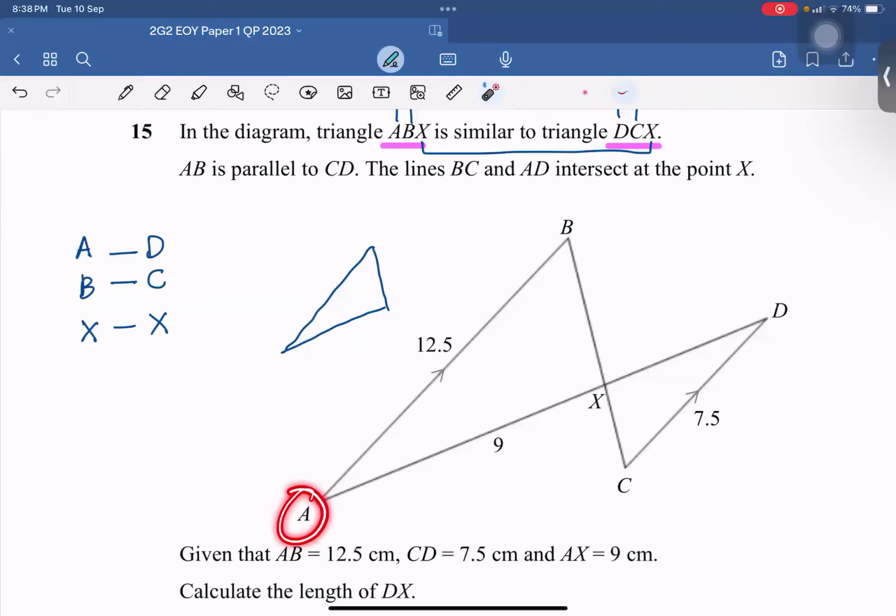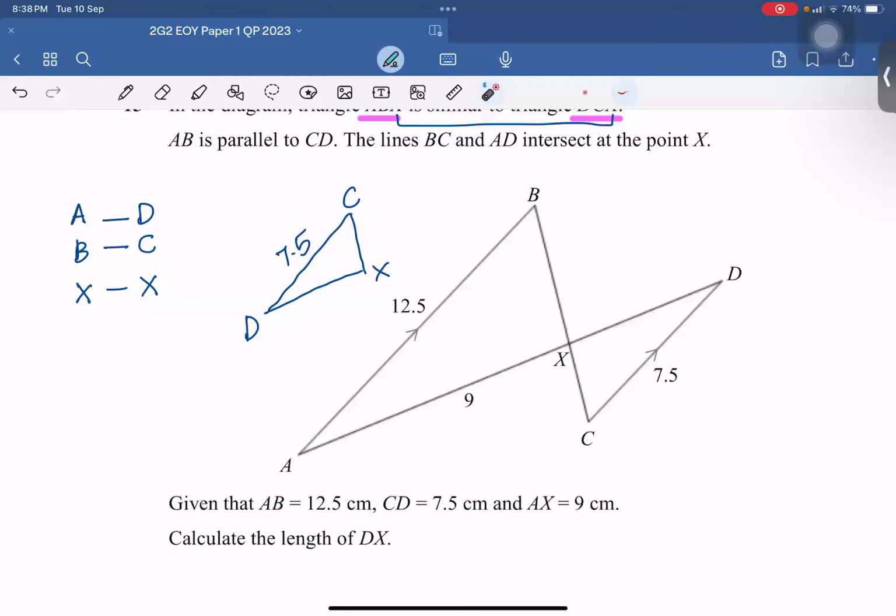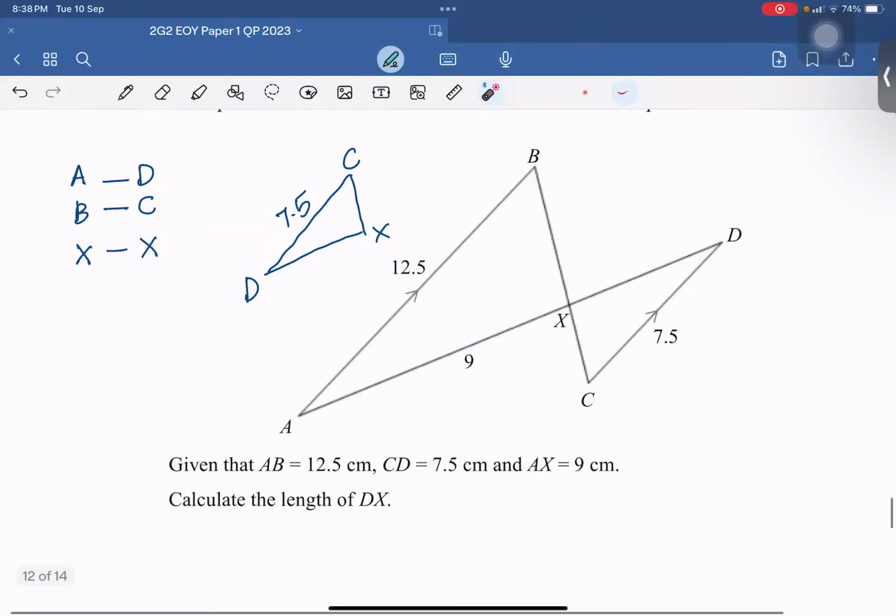So this is ABX, and I will have DCX. I label DCX. I flip the triangle. So DC over here is the number 7.5. Then, what other things do I know? I don't know any more measurement, only got this one. Now they tell me they intersect each other and they want you to find the length for DX, which is this length over here.